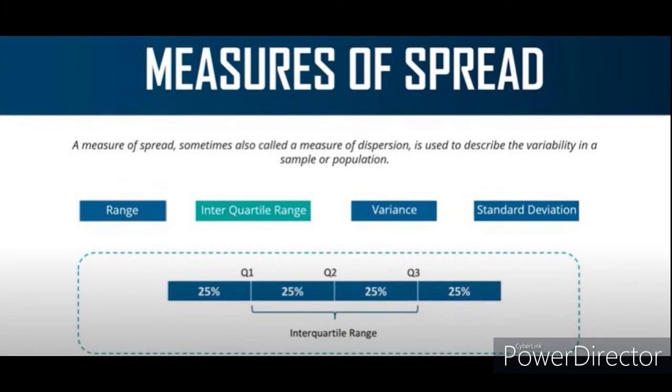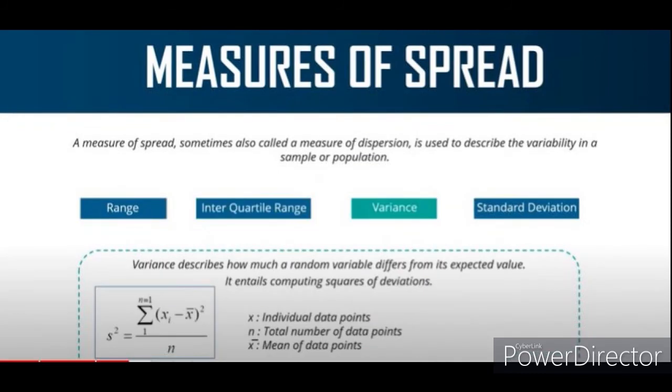Now let's look at variance. Variance can be calculated by this formula, where X basically represents any data point in your dataset, N is the total number of data points in your dataset, and X bar is basically the mean of the data points. Alright, this is how you calculate variance. Variance is basically computing the squares of deviations. That's why it says squared.